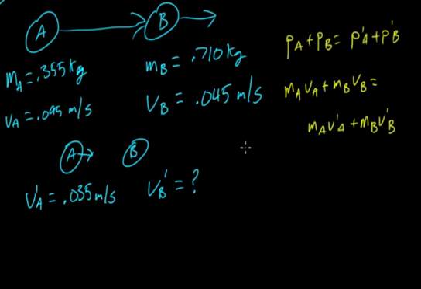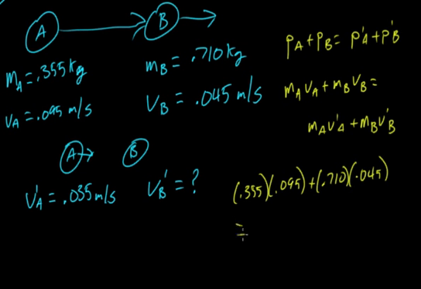So plugging into this, I know the mass of A, which is 0.355, times the velocity of A to start with, 0.095, plus mass of B, 0.710, times the velocity of B, 0.045, equals the mass of A, which has not changed, still 0.355, times the new velocity of A, which is in the same direction so it's still positive, 0.035, plus the mass of B, which still hasn't changed, 0.710, times the velocity of B, which we don't know.